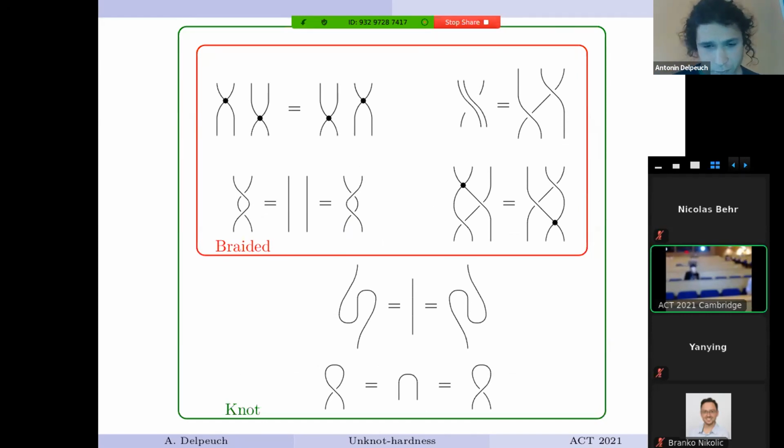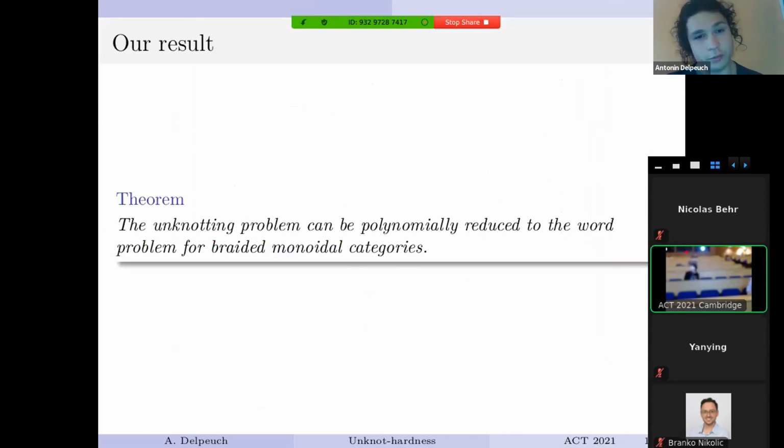So that's a bit of a mismatch between the equational theories of both problems. So our result is that actually you can do this reduction. You can polynomially reduce the unknotting problem to the word problem for braided monoidal categories. And that's not super surprising if you have this intuition that the word problem for braided monoidal categories needs to untie things. But it's still non-trivial because of this mismatch between the equational theories.